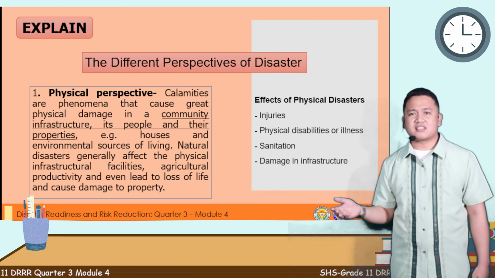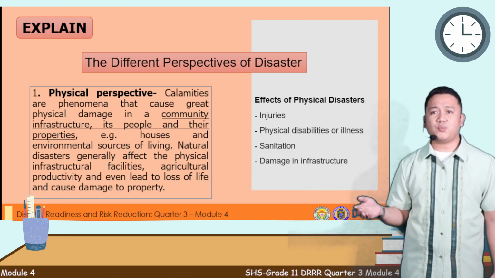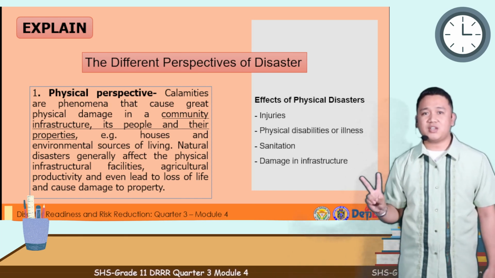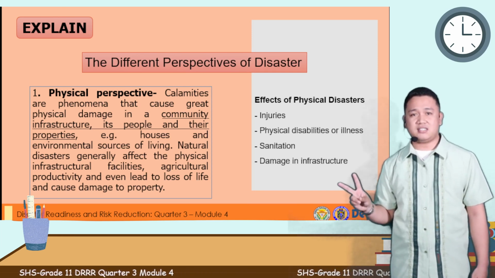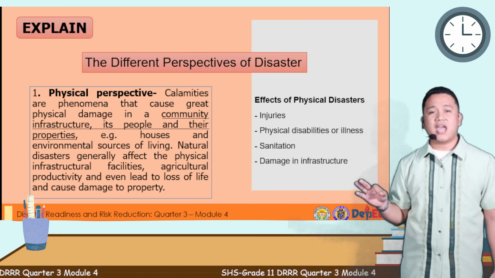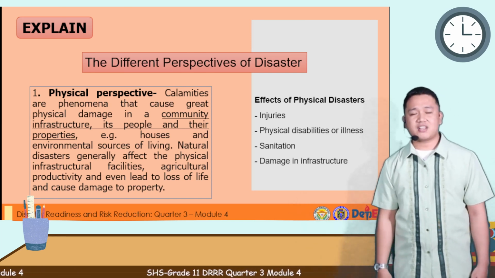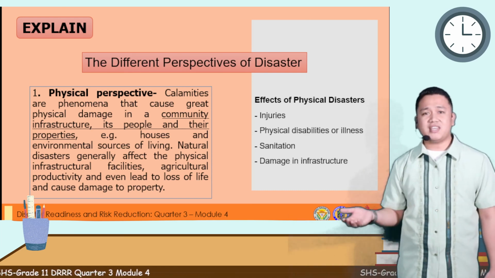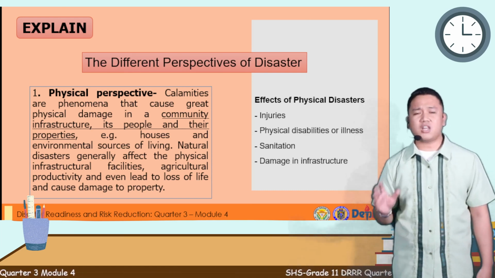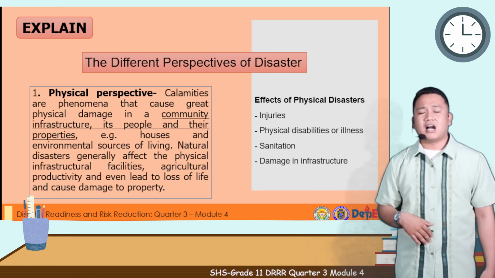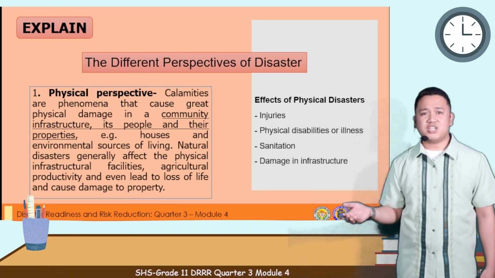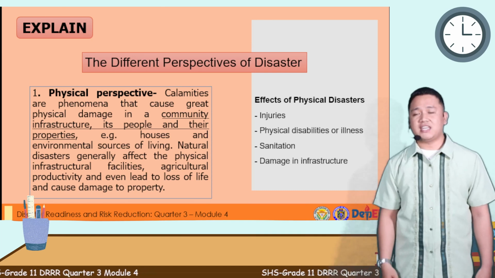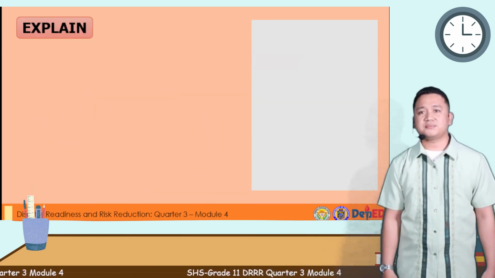So what are the effects of different perspective of disaster when it comes to physical perspective? Number one, we have injury. The second, we have the physical disability or illness. Number three, sanitation. And number four, damage in infrastructure. As we all know that if we encounter disaster, for instance, we have the earthquake, there is a collapse of buildings, destroyed roads and bridges. So those are the examples of physical perspective and its effect to disaster.